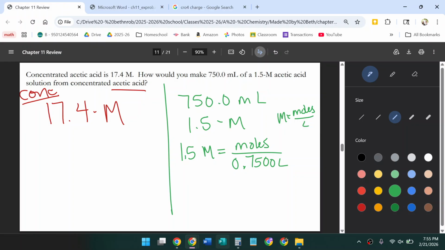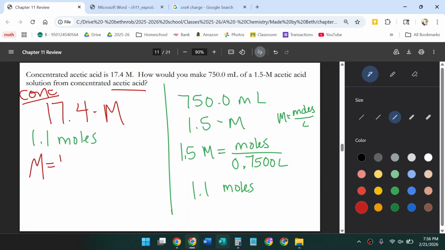So if we use this equation, we can figure out how many moles our final, non-concentrated version should have. If we multiply 1.5 times 0.7500, then we will get 1.1 moles. So I need 1.1 moles of this stuff over here. So how do I get 1.1 moles?